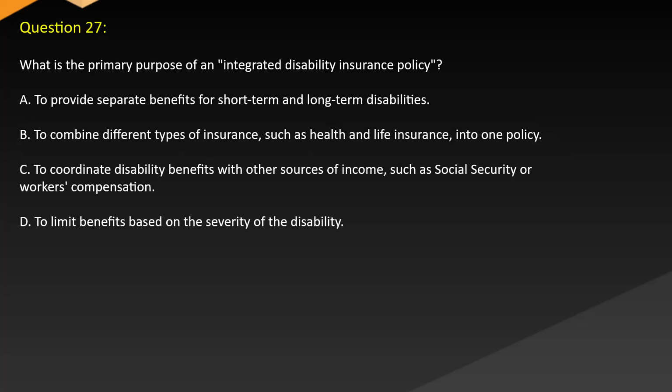Question 27. What is the primary purpose of an integrated disability insurance policy? A. To provide separate benefits for short-term and long-term disabilities. B. To combine different types of insurance, such as health and life insurance, into one policy. C. To coordinate disability benefits with other sources of income, such as Social Security or workers' compensation. D. To limit benefits based on the severity of the disability.